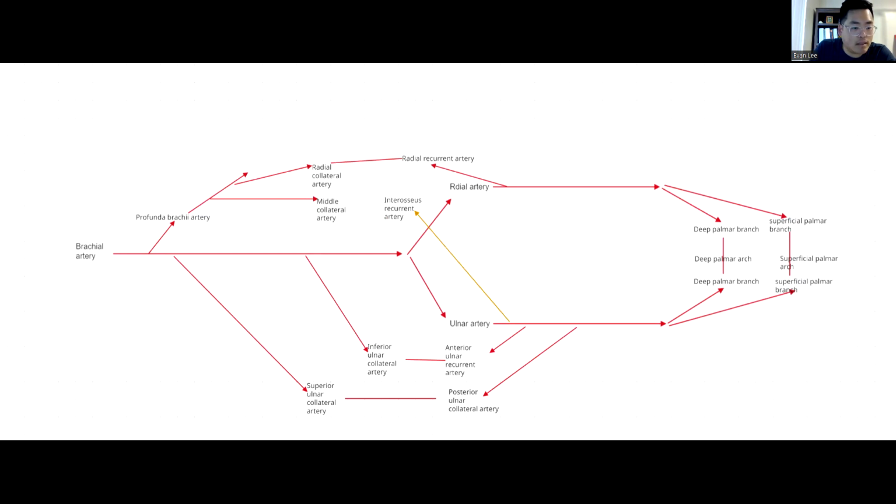Will be connecting between them. So if you were to just follow the general blood flow, this blood flow pathway would be really simple. But if you add in all the recurrent arteries, it does get a little tricky. But at the very least, this is how you can visualize it.